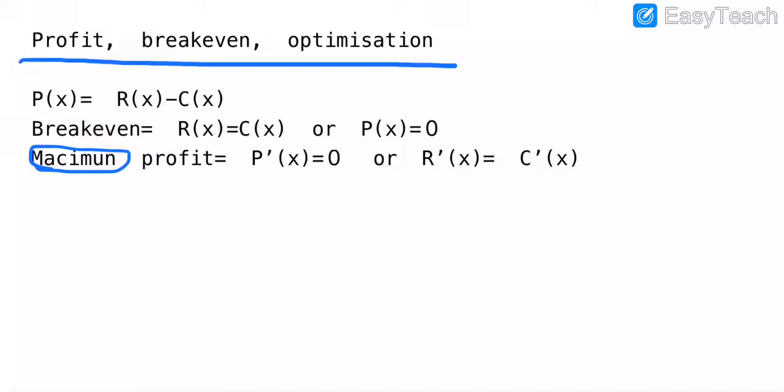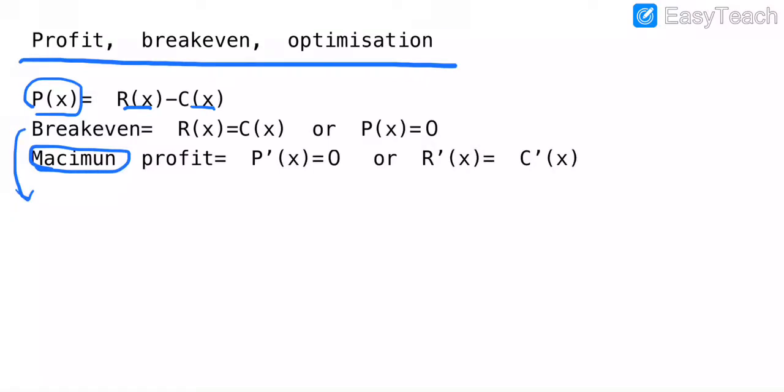Sometimes the question will give you a revenue function and cost function. To find out the profit function, it is the revenue function minus the cost function. Then the second one will be break even. Break even means no earning, no profit. Profit is zero. Tak ada untung, tak ada rugi.